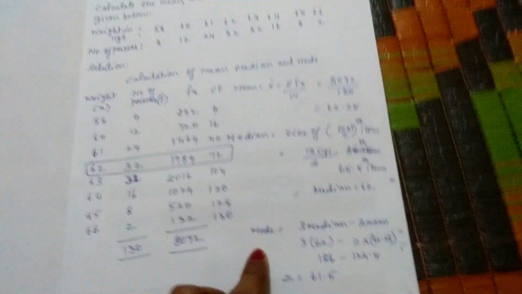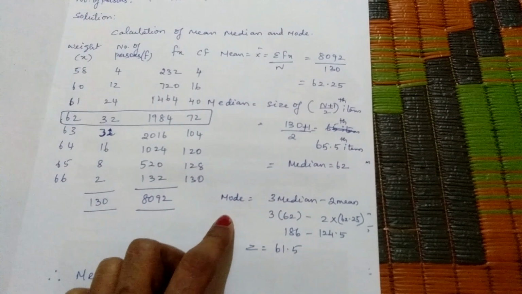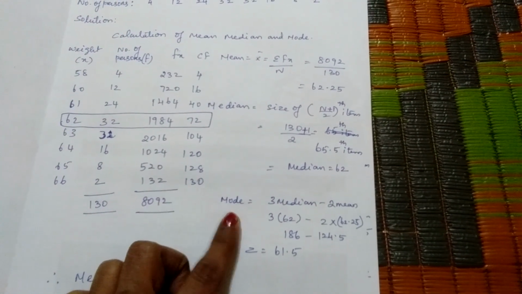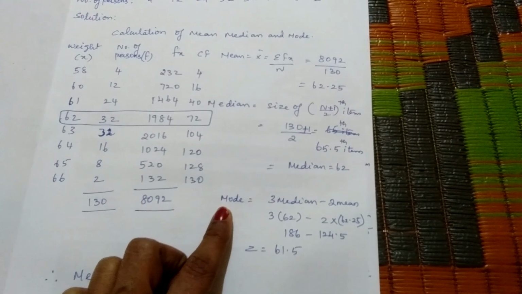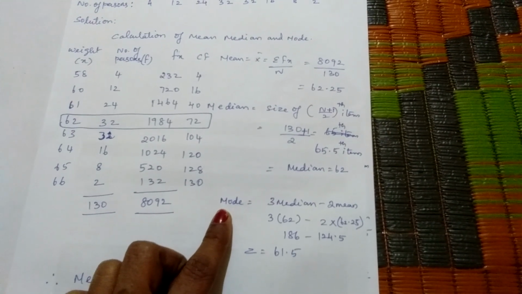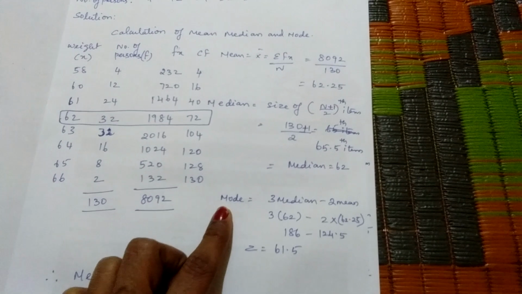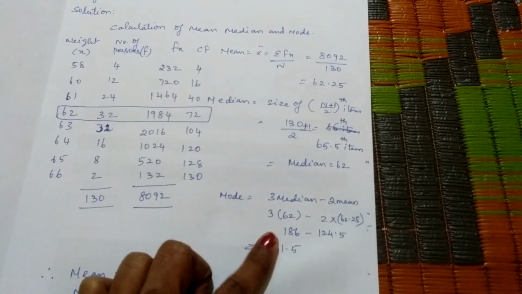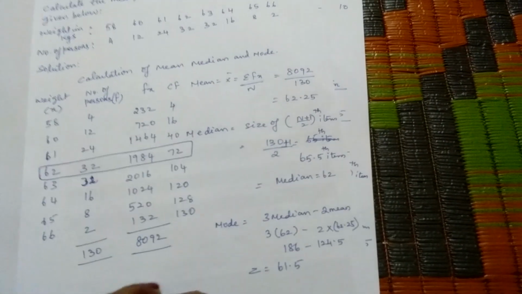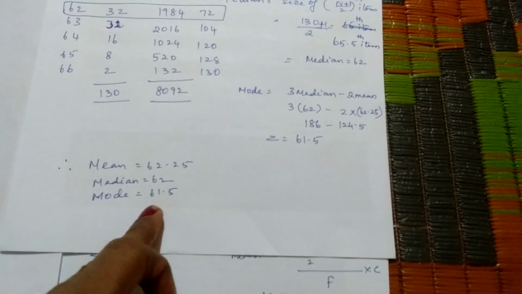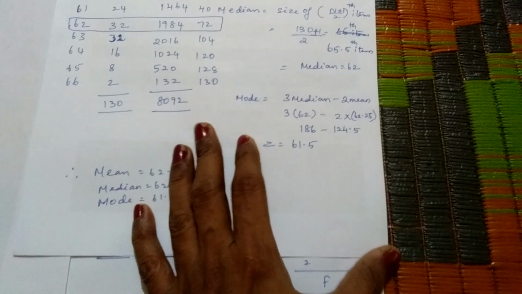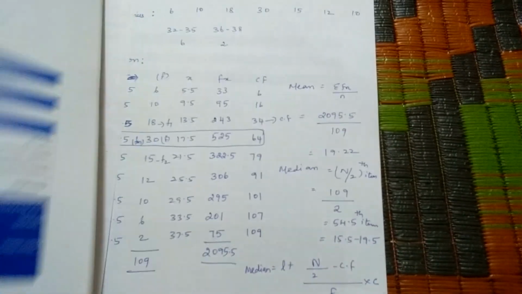Now in case of mode, what we will do here is, this is like an empirical relationship. So that's why we will find mode equal to 3 median minus 2 mean. So 3 median, what is it? 3 into 62 minus mean, 2 into 62.25. You will subtract and find out. So at last, therefore, you will write all three together. Mean is 62, median 62, mode is 62. So like this only you will do the discrete series.